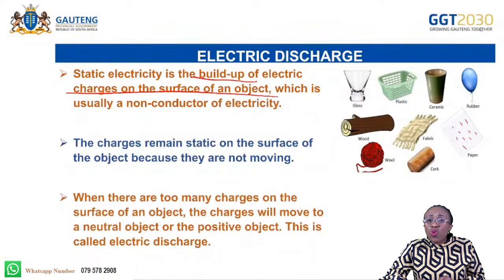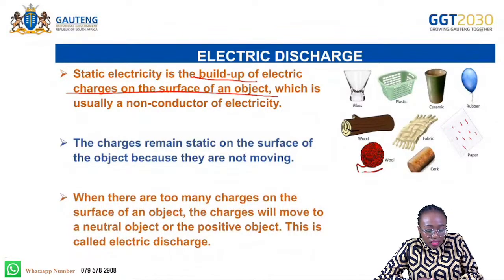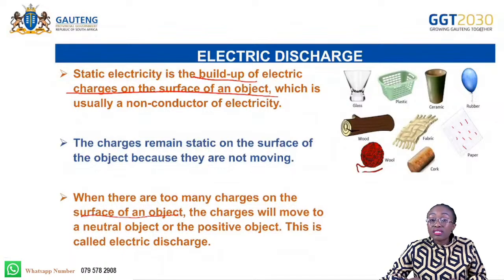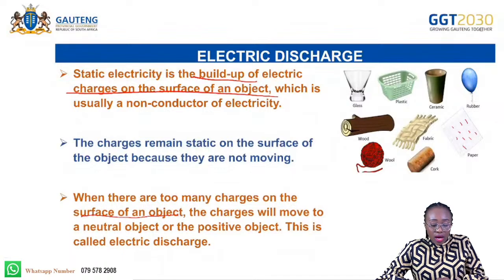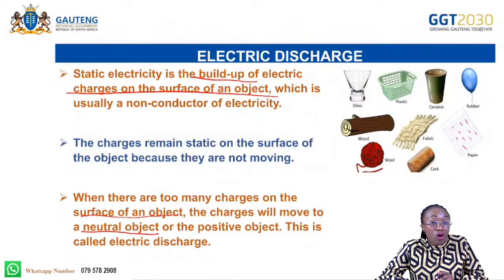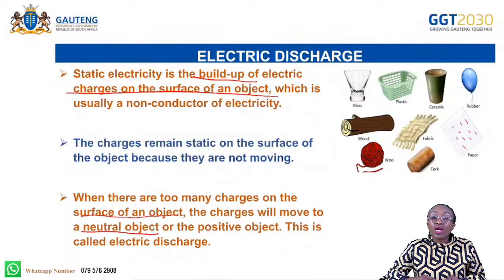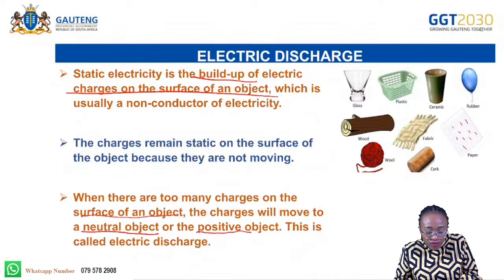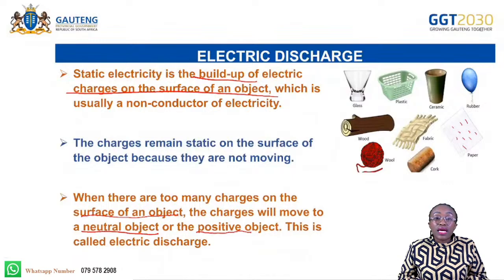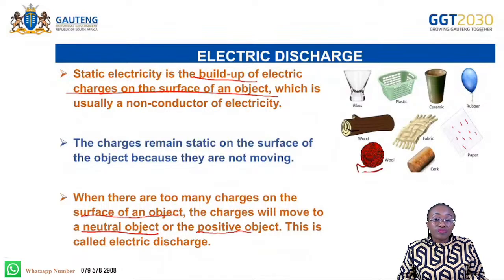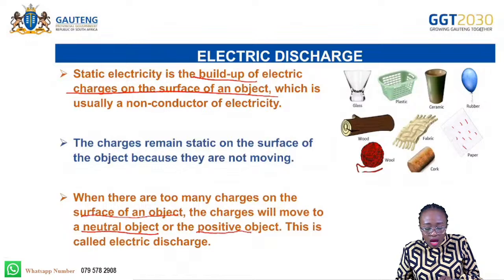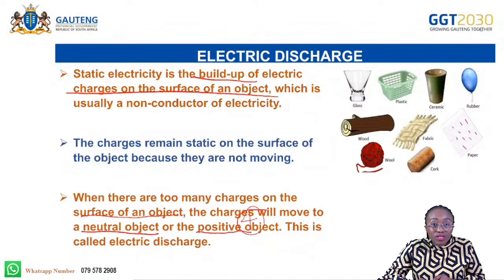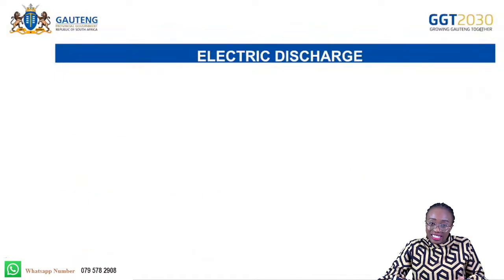So when there are too many charges on the surface of the object, the charges have a tendency to move to either a neutral object, one which has equal negative and positive charges, or a positive object which has an imbalance between the positive and the negative charges, having the positive charges being more. And this process is called electric discharge.